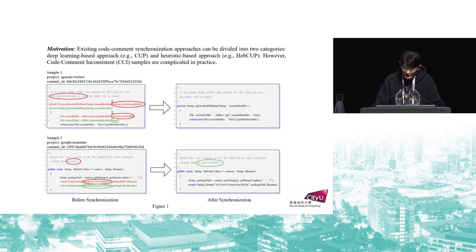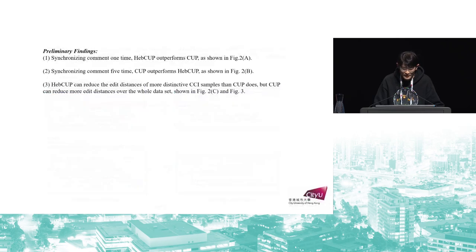Sample one cannot be correctly handled by HEBCOP because it lacks explicit replacement pairs, but can be correctly handled by COP due to its learning-based attribute. While sample two cannot be correctly synchronized by COP owing to the destruction of high frequency tokens such as src and test, it can be correctly synchronized by HEBCOP. Based on both motivating examples, we conducted a preliminary analysis, and we have the following findings.